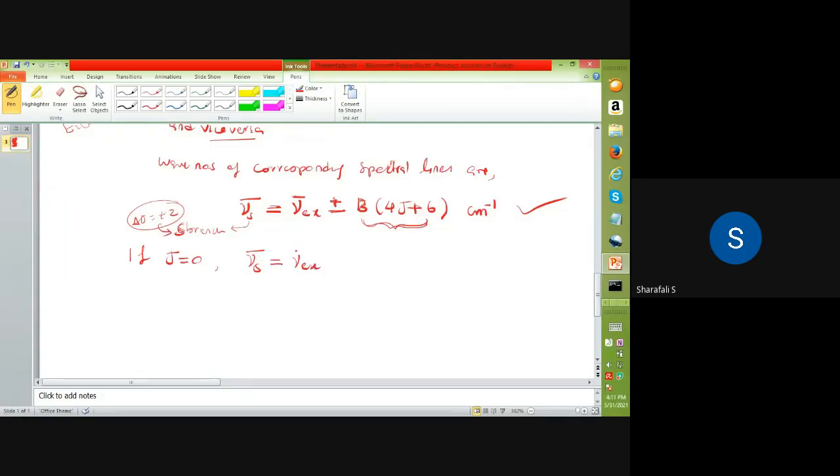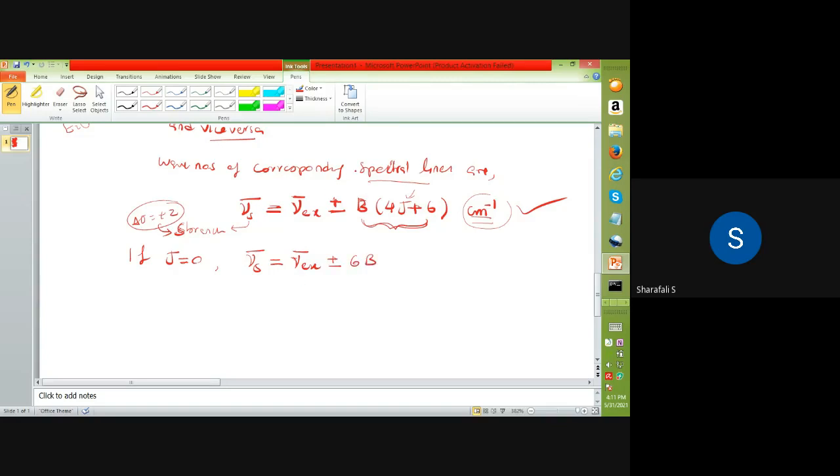nu excitation bar. I am putting this bar because we are considering wavenumbers, not frequency. If you are considering nu, then it is frequency. All those little details are there. So this is nu excitation bar plus or minus. If you put J equal to 0 here, what will happen? 4J will become 0, and only the 6B remains.